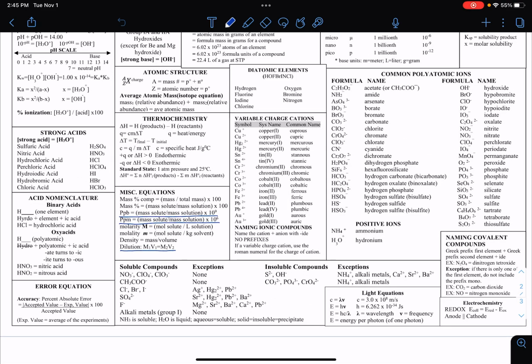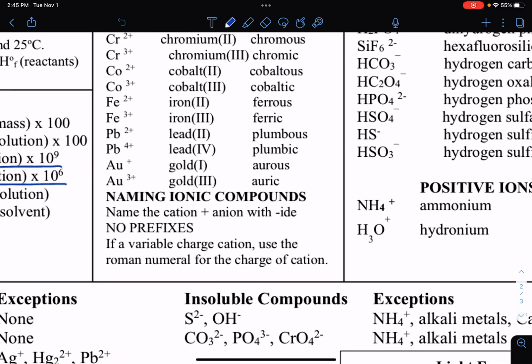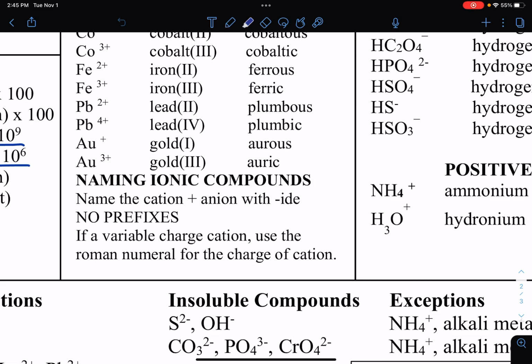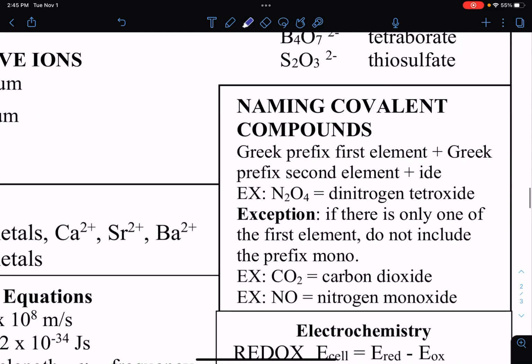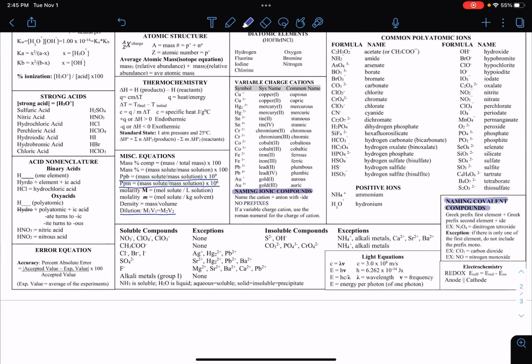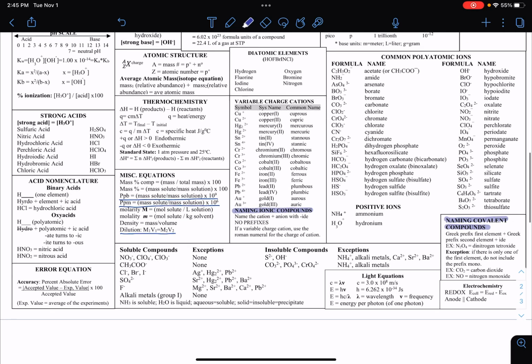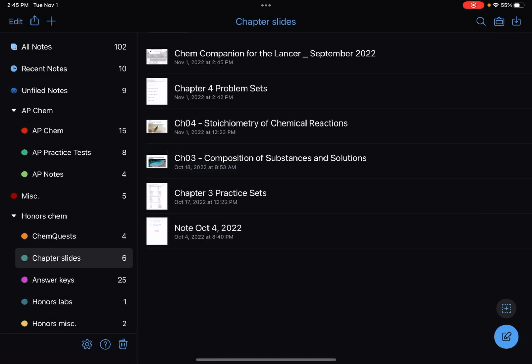let's go ahead and review our nomenclature rules, which is just the fancy word for naming chemical compounds. Here are the rules for naming ionic compounds, and then we're also going to review our rules for naming covalent compounds. So keep your periodic table handy as we're going over these rules here.